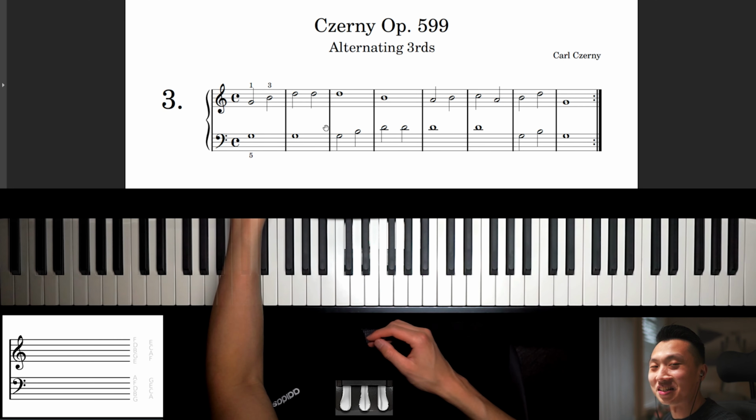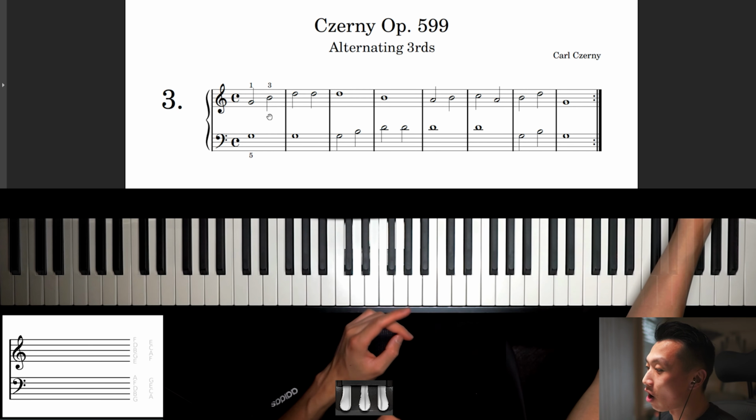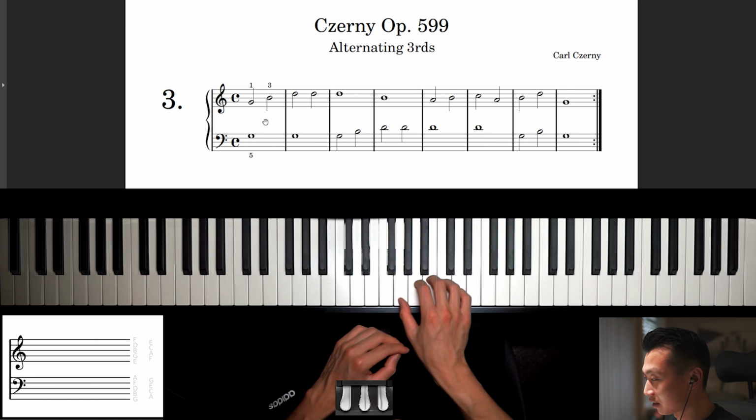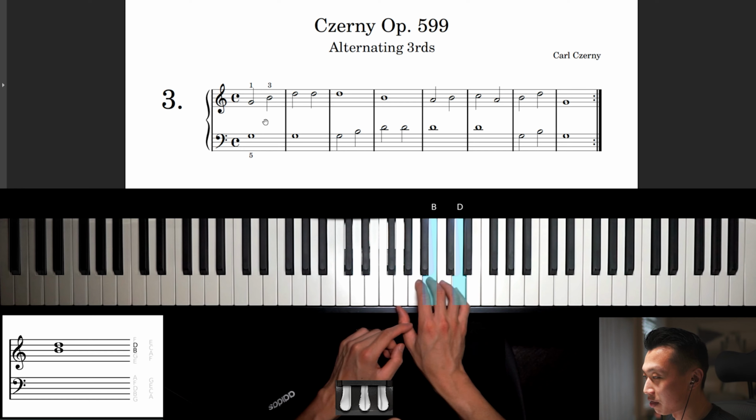All right, check it out. This is Czerny number 3. In this exercise, we'll be looking at alternating thirds. Thirds are this right here. This is an example of a third. You have your number 1, your number 2, and your number 3. So that's a third. That's a third. This is also a third.